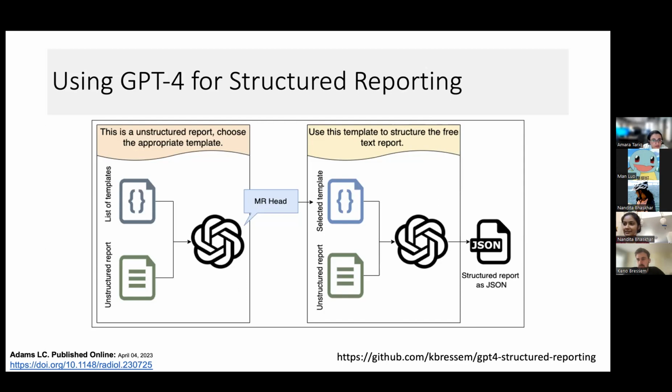I see Amara has her hand raised. Go ahead, Amara. Yes, just one small question. When you say you showed the model a list of templates, is there a special format that you're using for your template, or is the template shown as free text, or a list of sections or something? We use JSON. We used existing structured reporting templates and converted them to JSON. So we asked the model to take this JSON format and fill it out, basically. Thanks for the clarification.